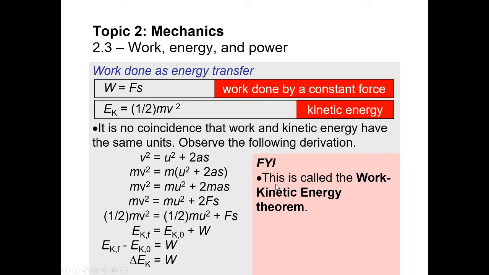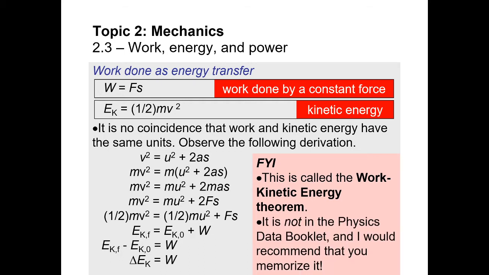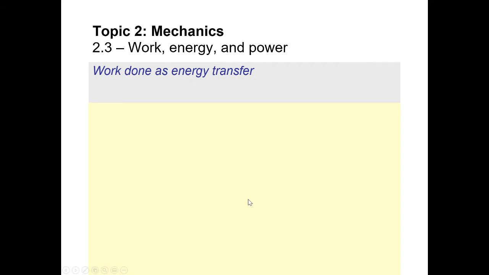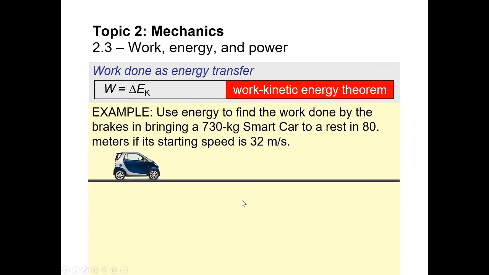Unfortunately, it is not in your data booklet. So please, please, please memorize this formula. You do not at any time ever need to derive this formula. If you want to use it in a problem, you just state this exactly as is: W is equal to delta EK, and move from there. I'll show you a question in which it can be used.